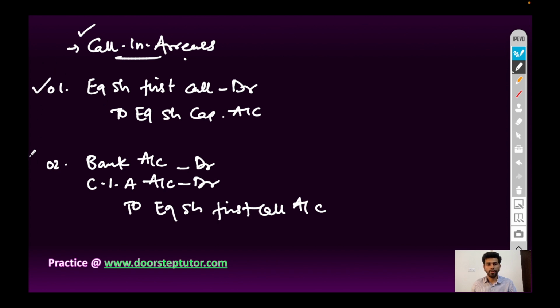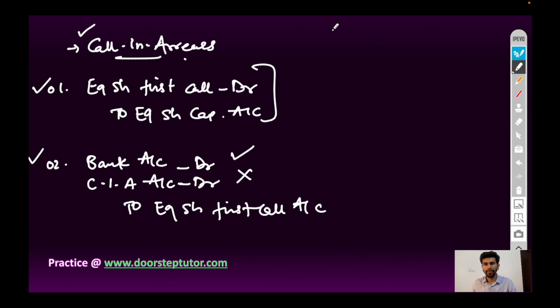Remember, there are two journal entries for each transaction. Equity share first call account will be debited to equity share capital account, the normal journal entry. So we will provide the normal journal entry on first call money due, and the second journal entry will be bank account debit, if the amount is received, and call in arrear account debit for shares on which the money is not received, and the total amount.